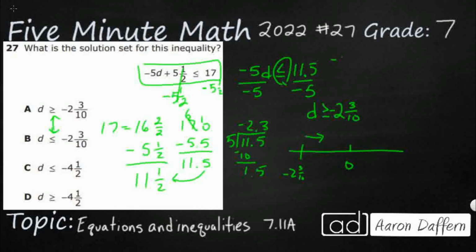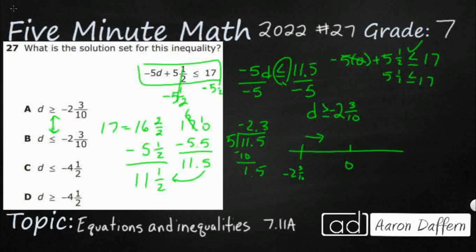So I've got negative 5, put it back in the original, times 0, plus 5.5 is less than or equal to 17. Yeah, so that's 0, so 5.5 is less than or equal to 17, so it checks out, right? So that's why I had to flip that inequality, because I divided by a negative.